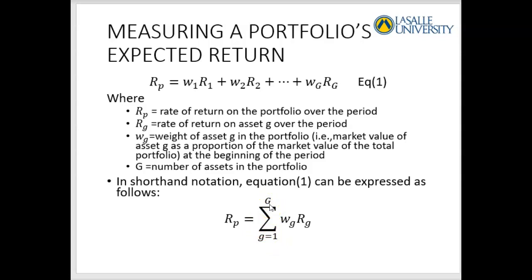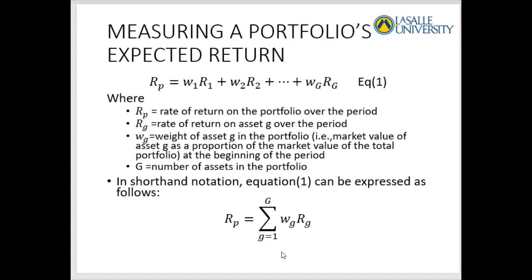So if capital G was 3, this would just be little g going from 1 all the way till 3, and then you're just summing up the product of the weights along with their returns. So this shorthand notation, let's call this equation 2. This equation 2 states that return on a portfolio RP of capital G assets is equal to the sum over all individual assets weights in the portfolio multiplied by its respective return. So sometimes we also call this RP as the holding period return, or even the ex post return.